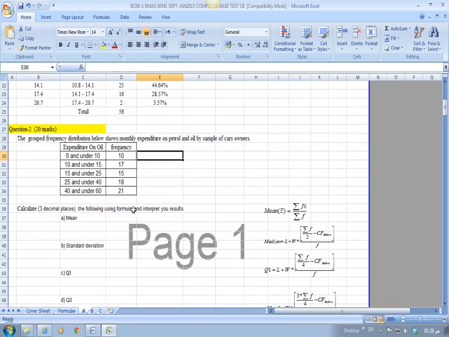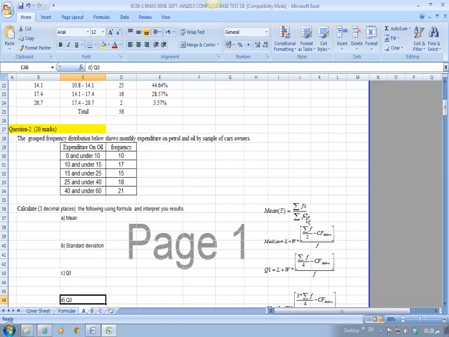Using the formula, calculate and interpret your result. That means we want to calculate the mean for this, and then the standard deviation, Q1 and Q3. Here is the formula for the mean. It is sigma fx divided by sigma f.